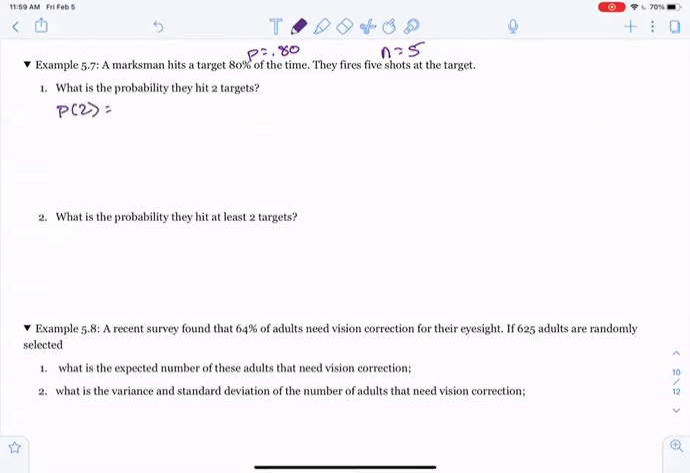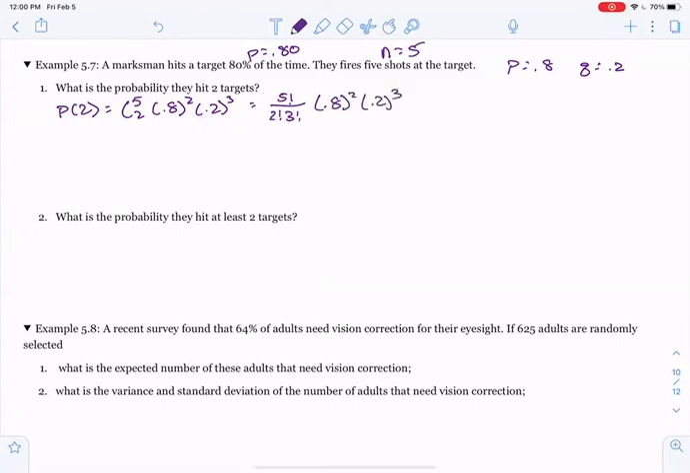And using the formula, that's going to be 5 choose 2, 0.8 to the 2, 0.2 to the 3. Again, if P is equal to 0.8, Q then must be equal to 0.2, which is how we get this value. 5 choose 2 is going to be 5 factorial over 2 factorial, 3 factorial, 0.8 squared, 0.2 cubed. If I compute that and round to 4 decimal places, I get 0.0512.